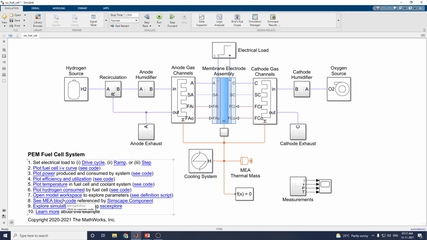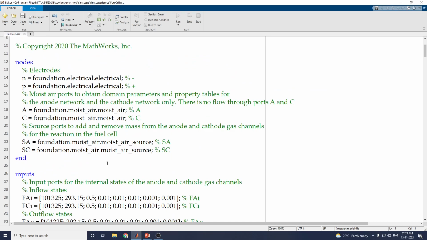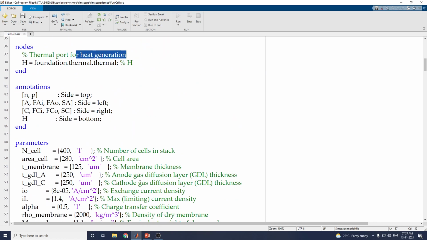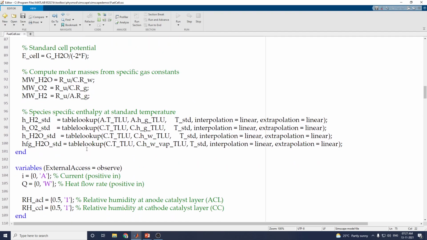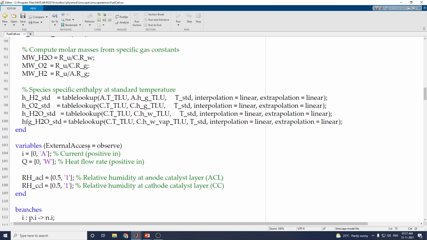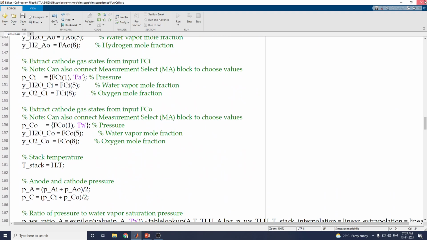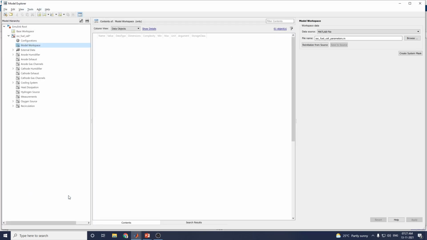And also an important thing is this MEA block code. Using this block code you can set the electrodes, what the inputs are, what the thermal ports are for each generation, and the parameter checks block, and internal parameter values, and internal cell potential, how to compute the molar masses from the specific gas constants. Also you can see this script. And the final one is the MEA model workspace to set the parameters.